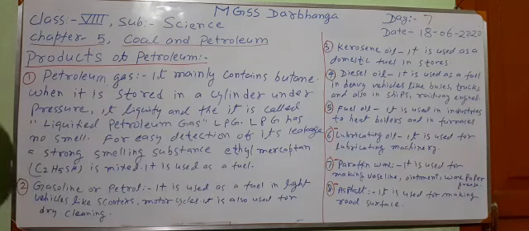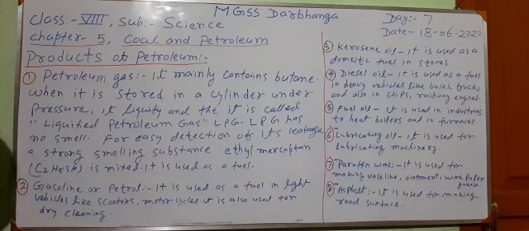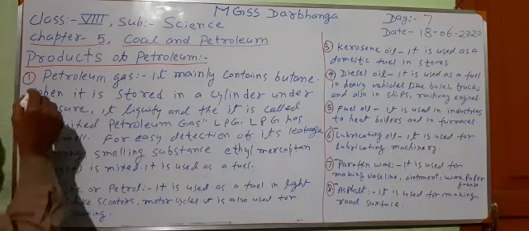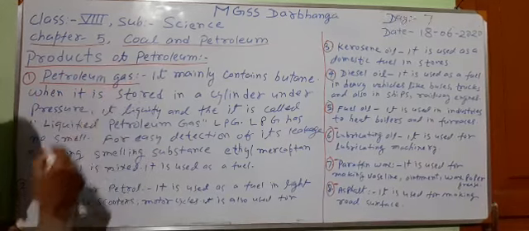This time we have to study about products of the petroleum. After fractional distillation of petroleum, we obtain different products. This time we have to read what these products are, what their properties are and their usage. First of all, the first product obtained after the fractional distillation of petroleum is petroleum gas.